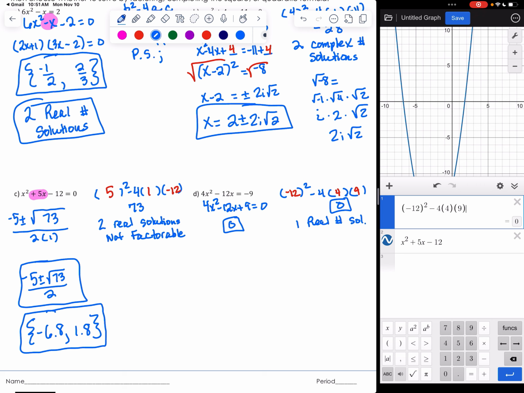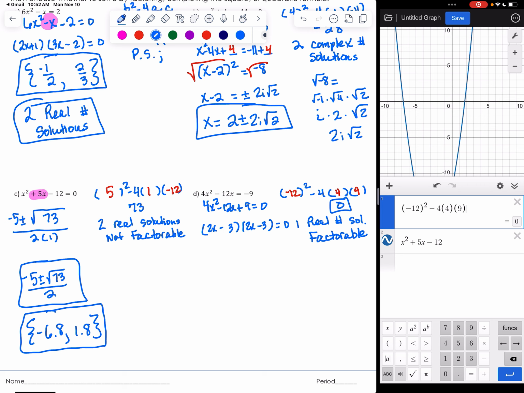And 0 is a perfect square, so that tells me this is factorable. 0 will always be a perfect square. So let's factor this. Now, if you notice, this is a perfect square trinomial. So to factor a perfect square trinomial, I just take the square root of the first term, 2x, and the square root of the last term, the square root of 9 is 3. I'm sorry, that was supposed to be positive 9, and make them both negative.